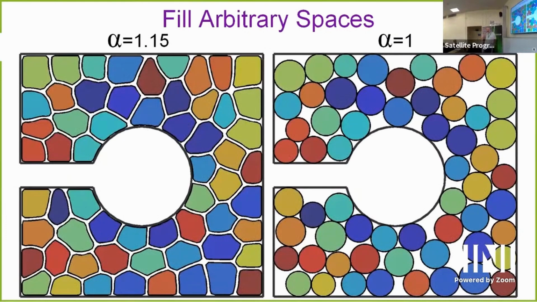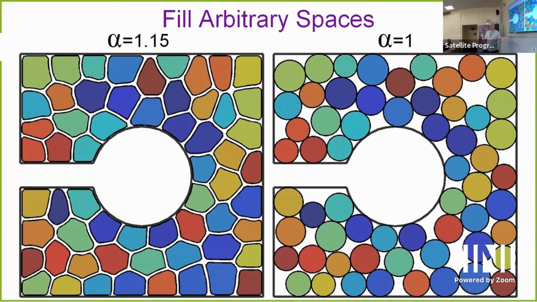Now it's interesting. Nature knew this, right? It's 1.15. We were all excited when we found this. But nature knew this. This is a giraffe. This is cells. This is everything that you've ever seen that is sort of polygonal. This is the cheapest way to fill space. The cheapest way to fill space is to have your perimeter 1.15 of your area.